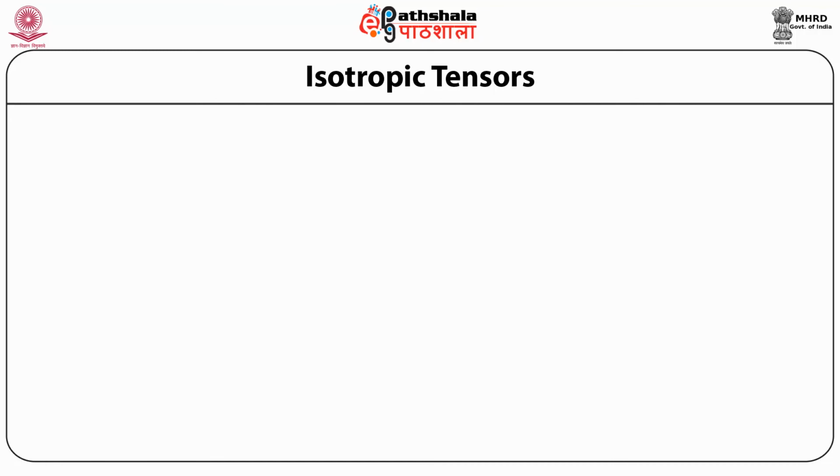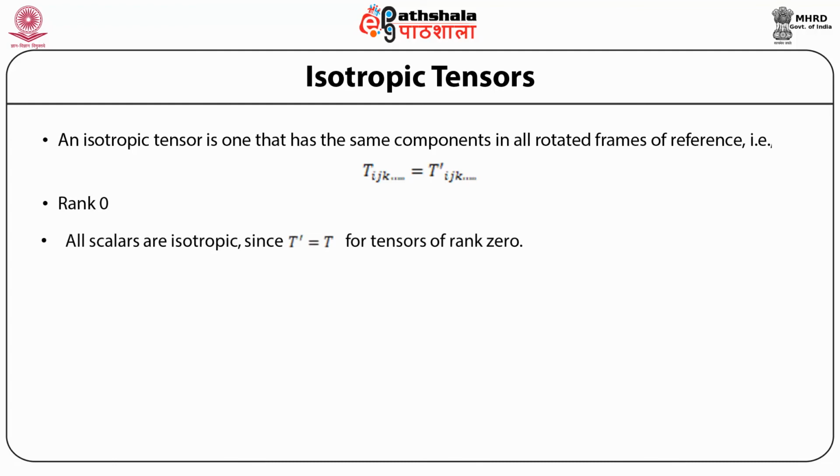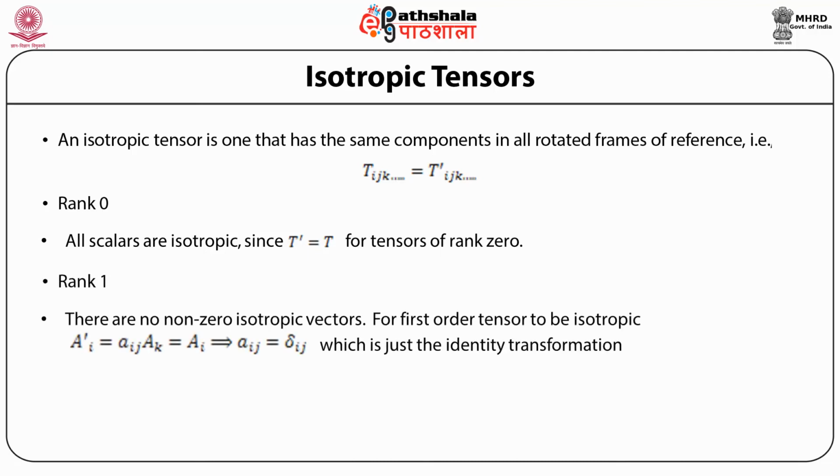Isotropic tensors. An isotropic tensor is one that has the same components in all rotated frames of reference, that is, Tijk equals T dash ijk and so on. Rank 0: all scalars are isotropic since T dash equals T for tensors of rank 0. Rank 1: there are no non-zero isotropic tensors. For a first rank tensor to be isotropic, A dash i equals aij aj equals ai, which implies that aij equals delta ij, which is just like the identity transformation.